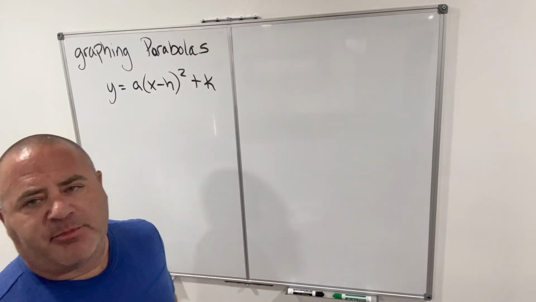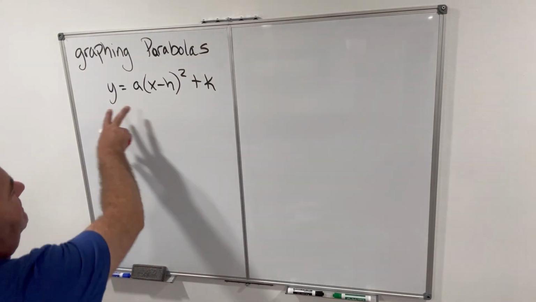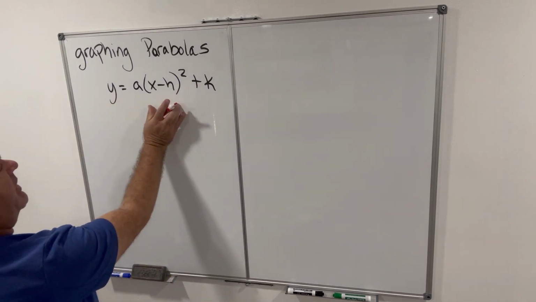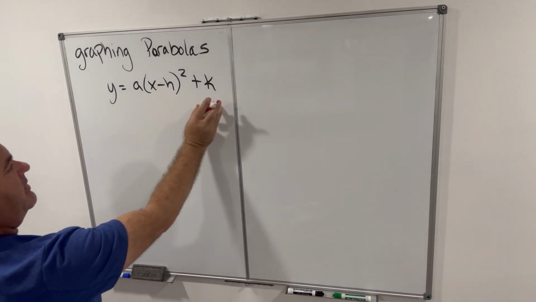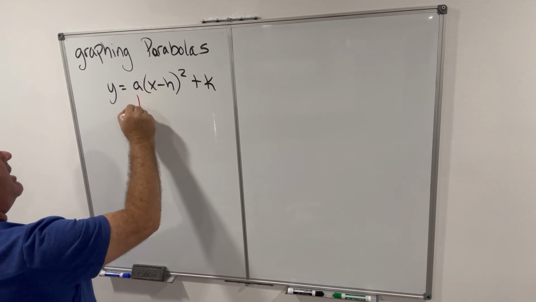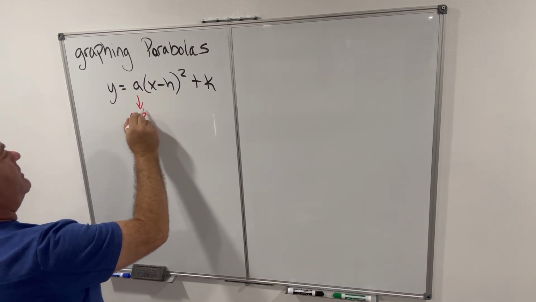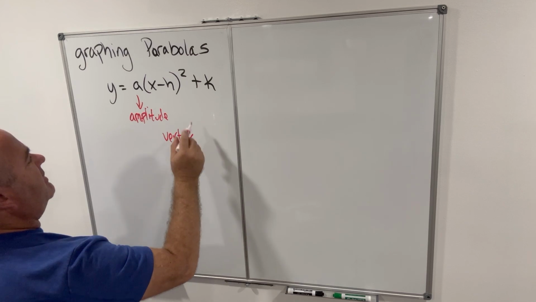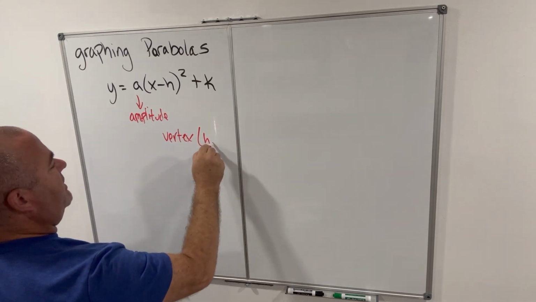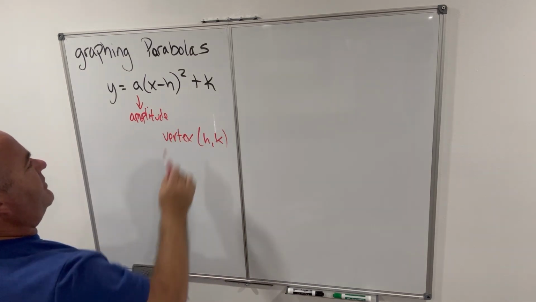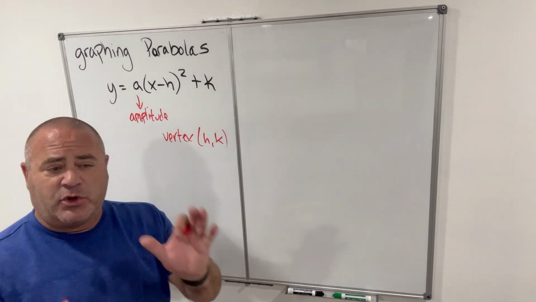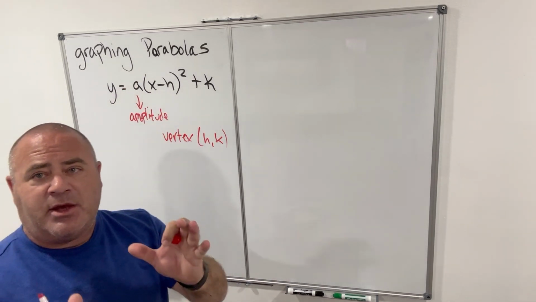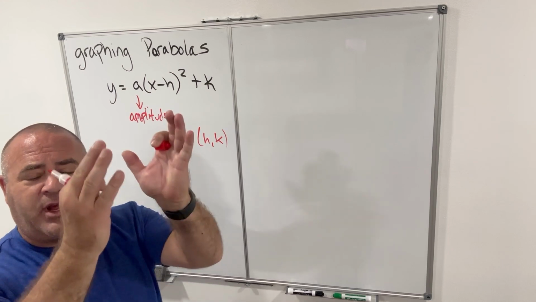Whenever we're graphing parabolas, we want to get the equation into this generic form, where y equals a times the quantity x plus h squared plus k, where the a represents your amplitude and your vertex is h and k. So in this case, it's going to tell you exactly where your vertex is. That's why we put it in this formula, where your vertex is and how quickly it's going up.